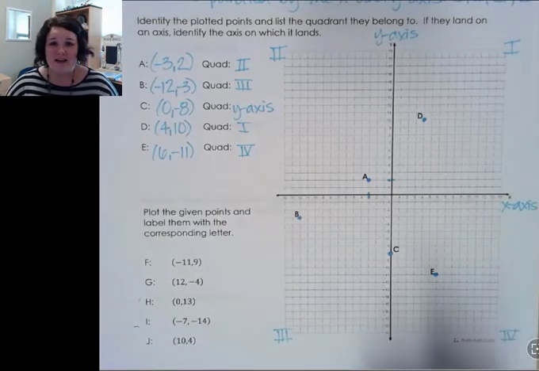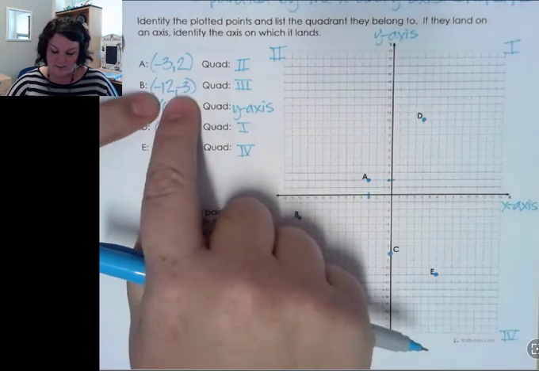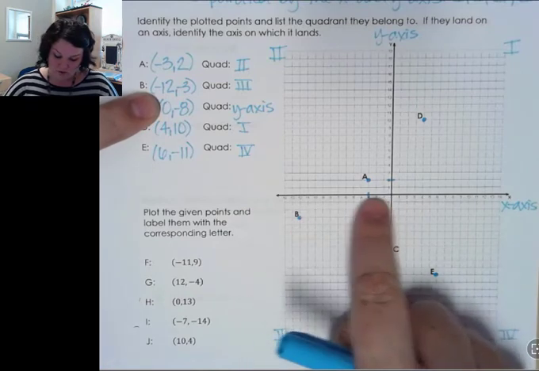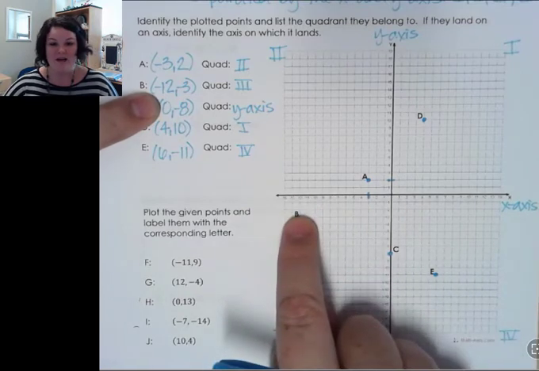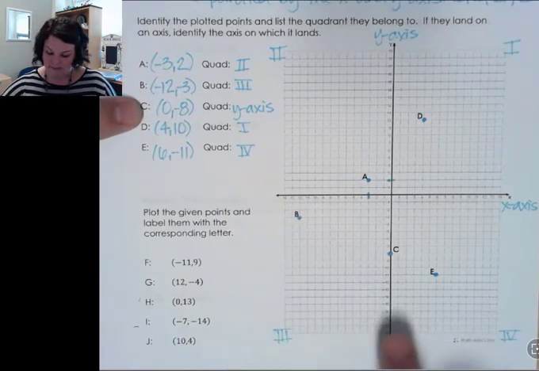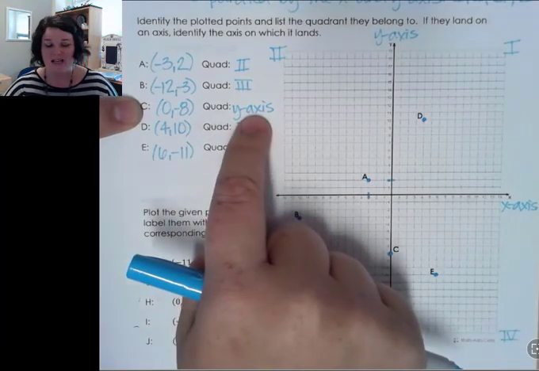All right, hopefully you've had time to write down the ordered pairs for each of those points. B is over here in quadrant 3, and this point is over at -12 and then down 3. So -12, 3 would be that one's ordered pair. When we look at point C, it is right here on the y-axis. So notice for quadrant, I just wrote y-axis.